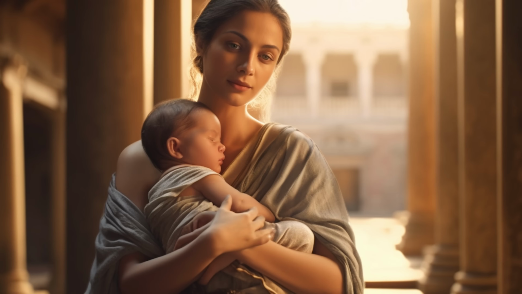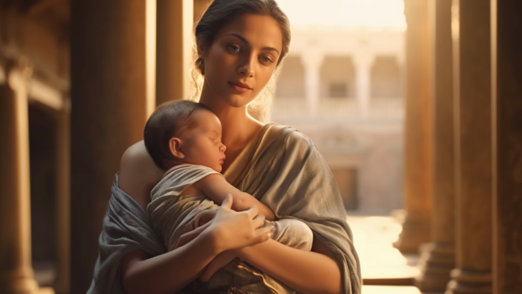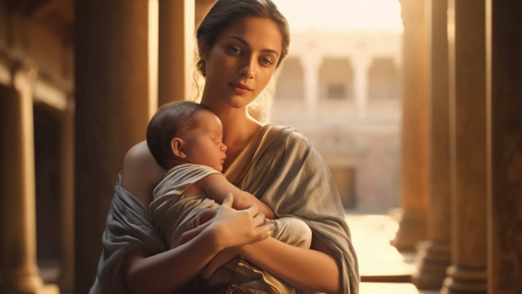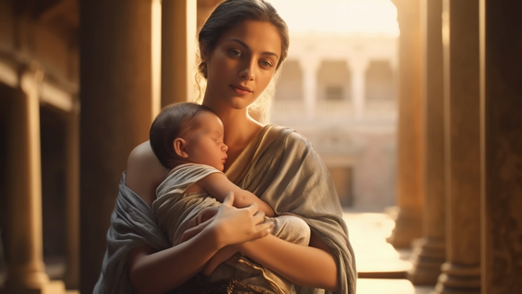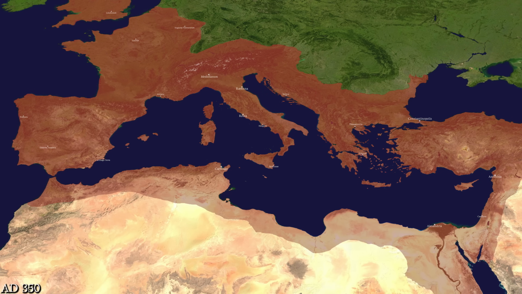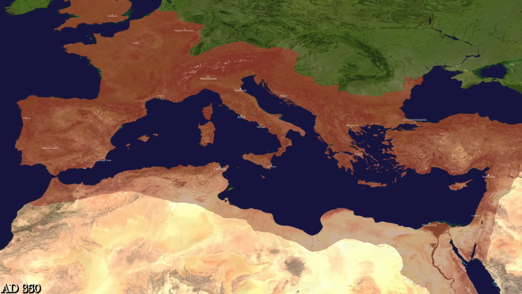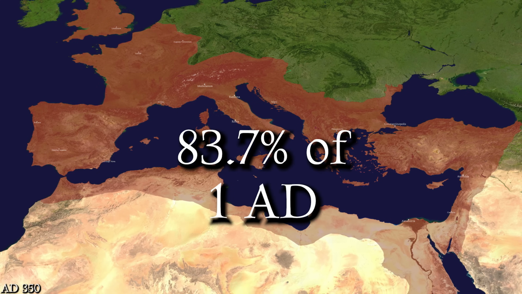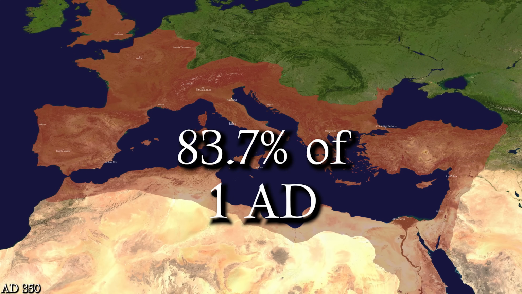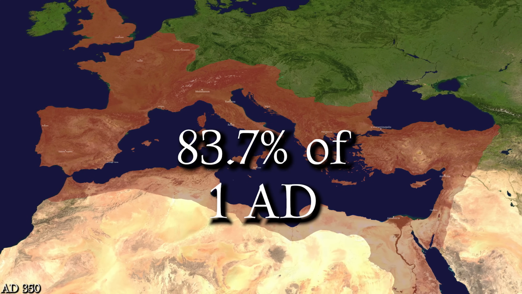However, we of course can assume that the 2 plagues had a lasting effect on the long-term population growth of the empire. It is super difficult to obtain reasonable numbers, but the historian J.C. Russell estimated in 1958 that the population of the empire in 350 AD was only 83.7% of the population in 1 AD.